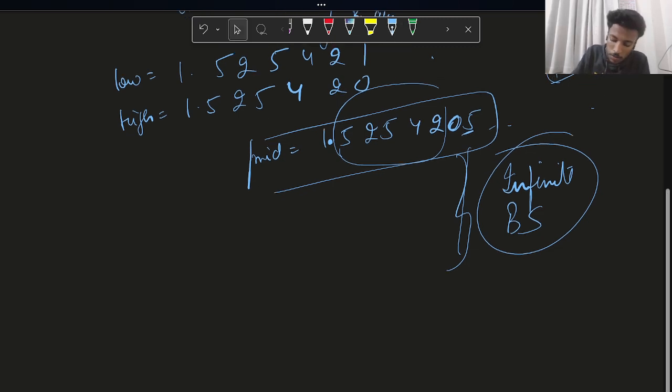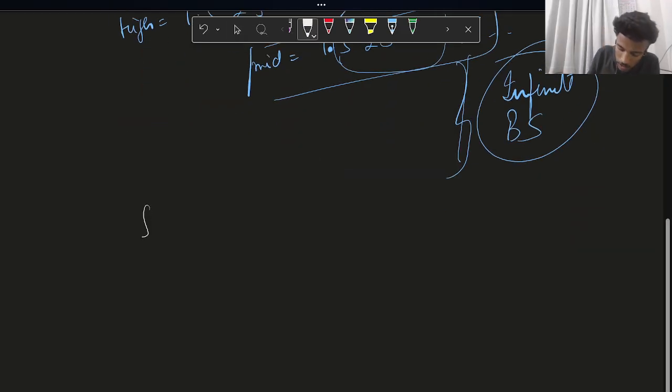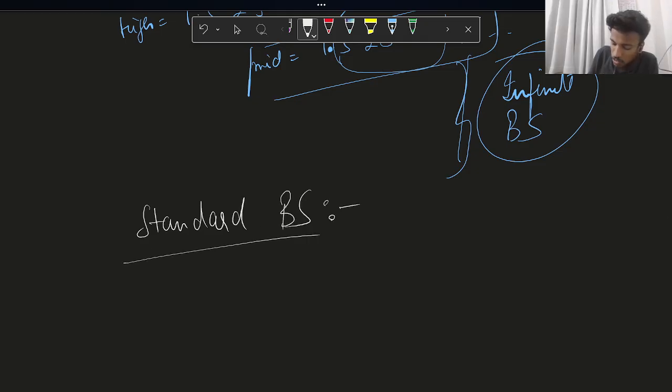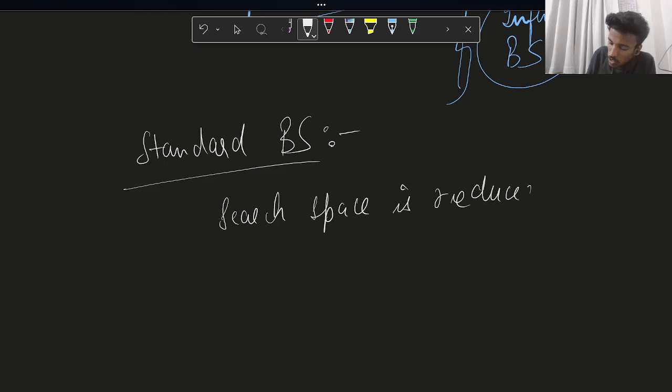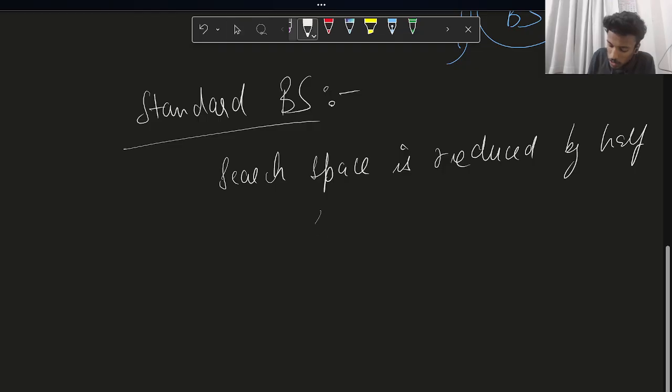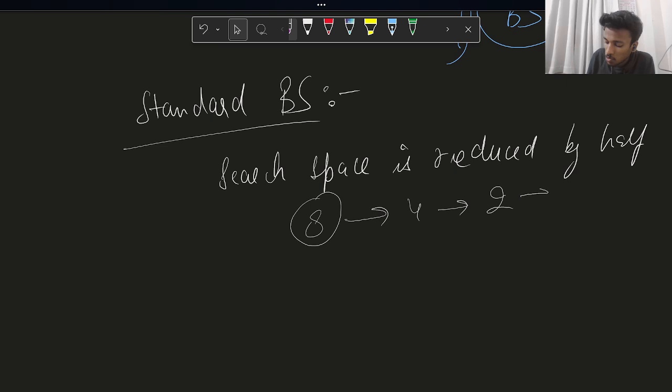So let's see what happens in a standard binary search first. In a standard binary search, each time your search space is reduced by half. Suppose your search space was of length 8, it gets to 4, then to 2, then to 1. So it converges.